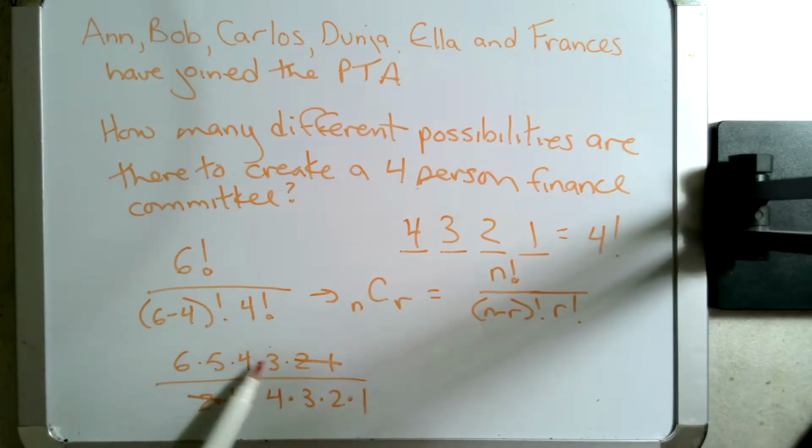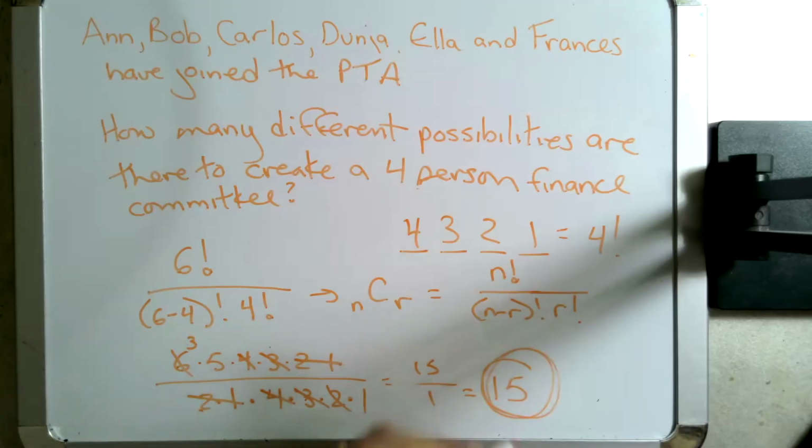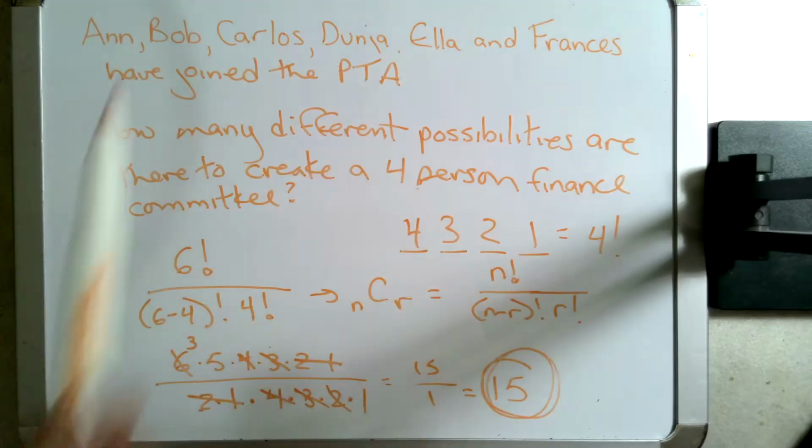I have 1, 2, 3, 4 spots, and I could put 6 in the first, 5 in the next, 4 in the next, 3 in the last. And now those can be arranged in 4 times 3 times 2 times 1 ways, and I don't want to count each of them as distinct, so I'm going to divide those out. 4 cancels with a 4, a 3 cancels with a 3, 2 cancels with my 6, leaving me with a 3. 3 times 5, 15 over 1, or only 15 ways to create a 4-person committee from these 6 willing people. Let's check it out on our calculator.